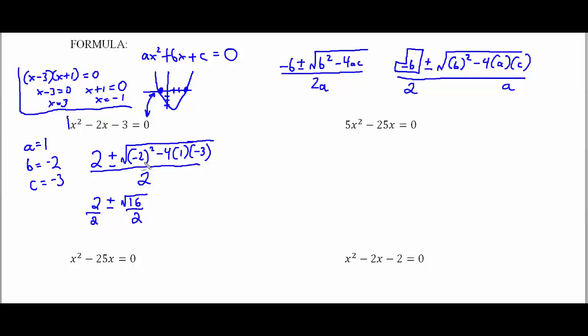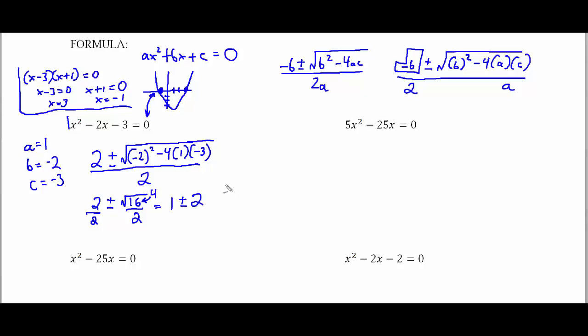I can do that because this numerator, plus or minus other information, makes a binomial, and I can split that up. What that allows me to do is simplify this problem pretty straightforwardly, because 2 over 2 is 1, plus or minus the square root of 16, which is 4, and 4 over 2 is 2.